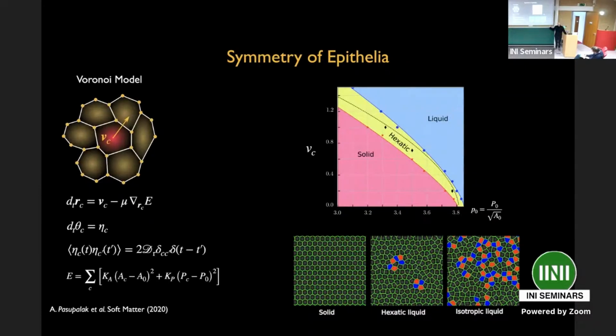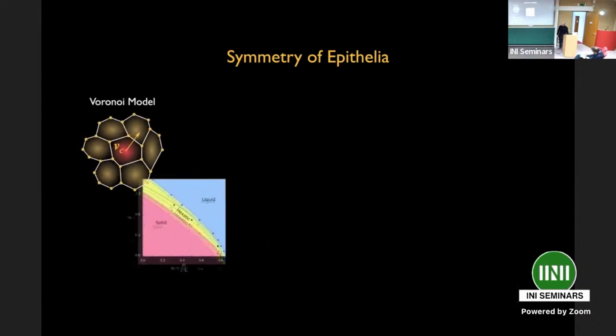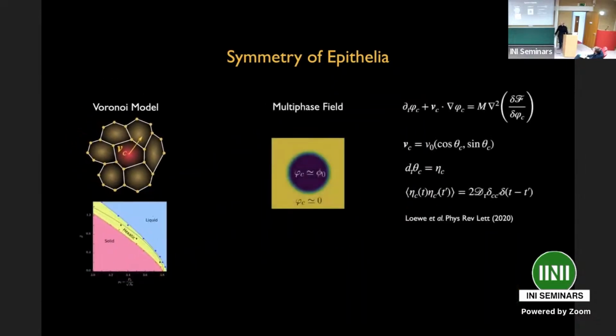Not nematic, because the symmetry of the space is six-fold symmetry. Therefore, it's not a nematic, it's a hexatic liquid crystal. So this means that the phase is invariant eventually under rotation of 2π/6. There are other models for epithelial tissues, numerical models.